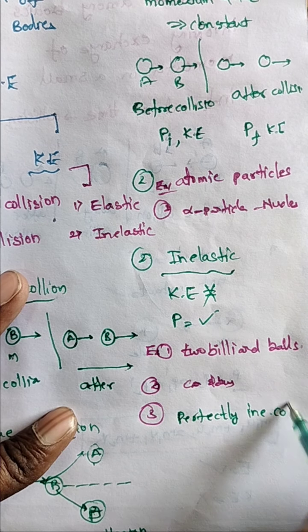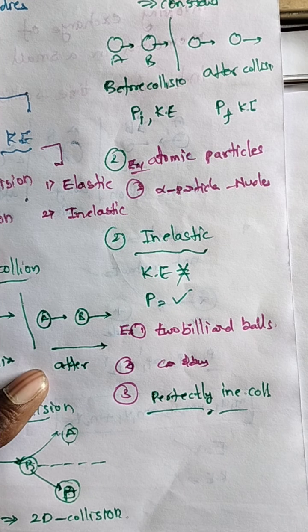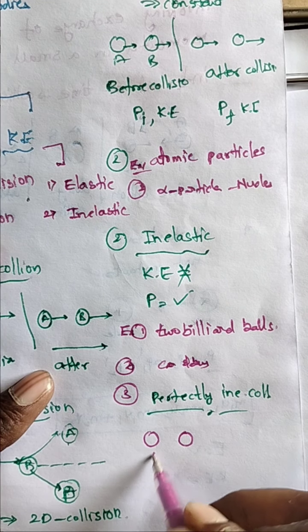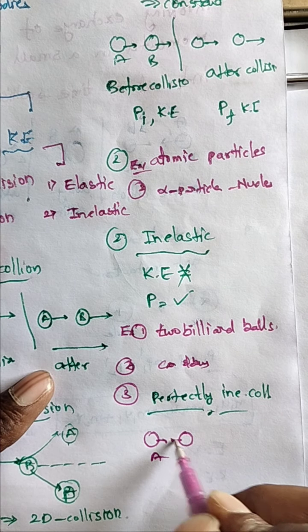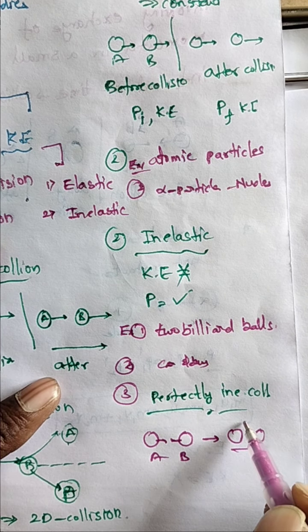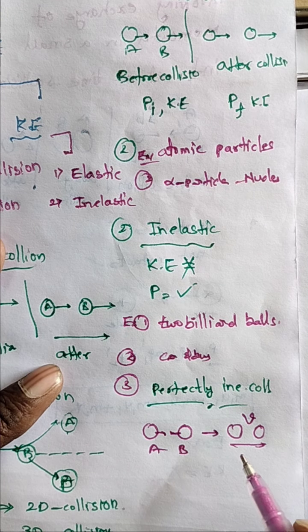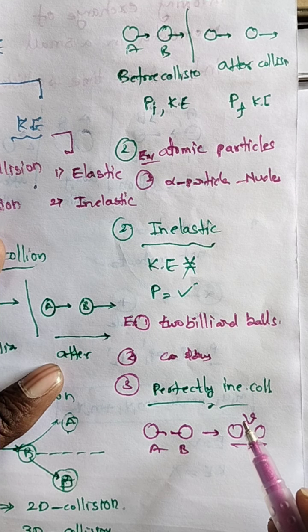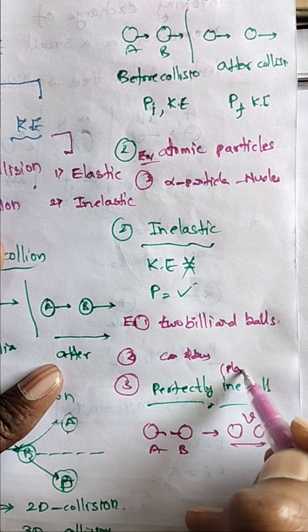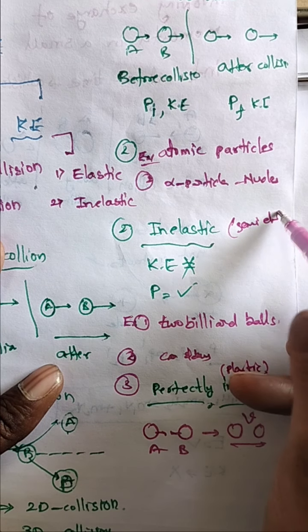In a perfectly inelastic collision, the two colliding bodies stick together. Here is one object and another object, A and B, both colliding. After the collision, they move with a common velocity. This collision is called perfectly inelastic. It is a plastic collision; sometimes it is called plastic collision, and inelastic is called semi-elastic.